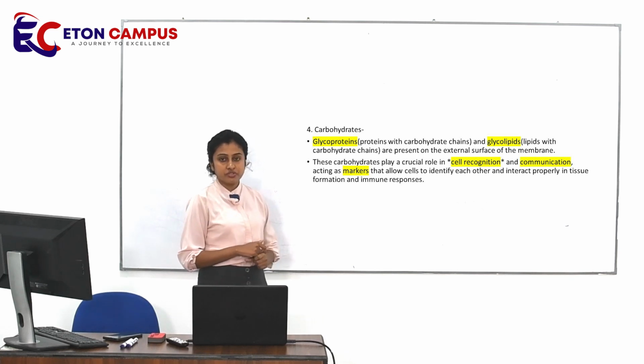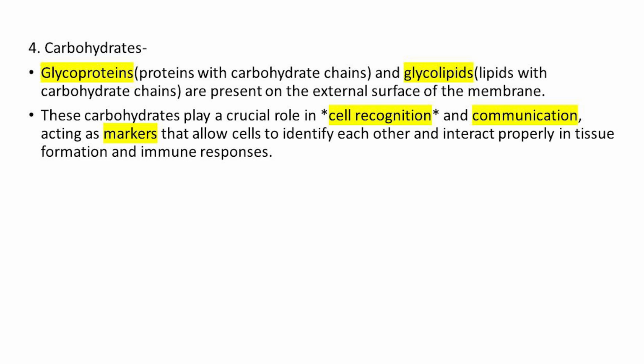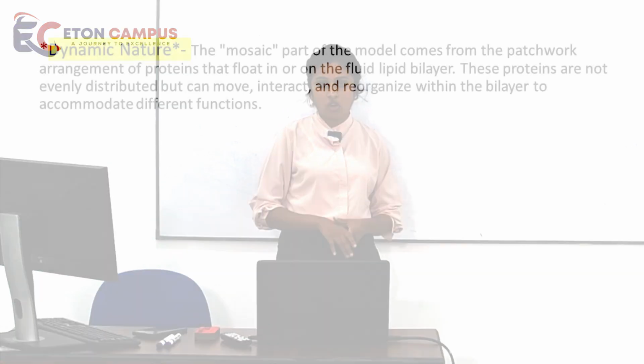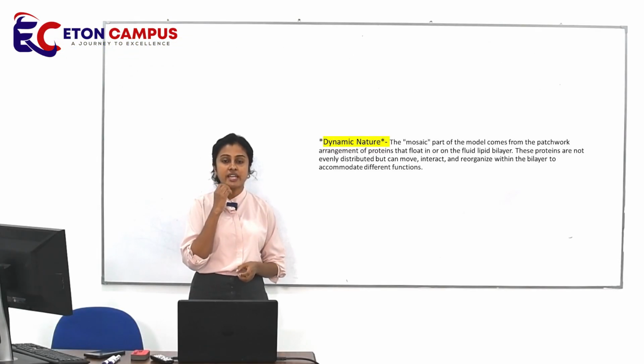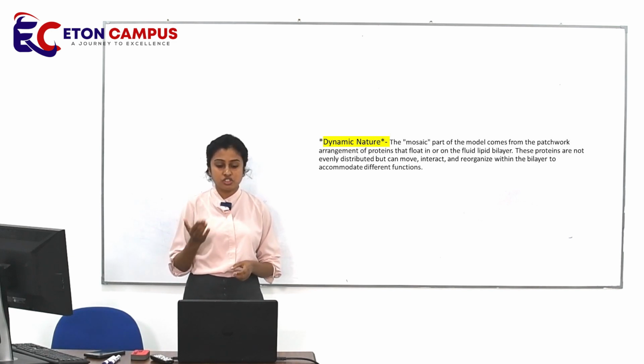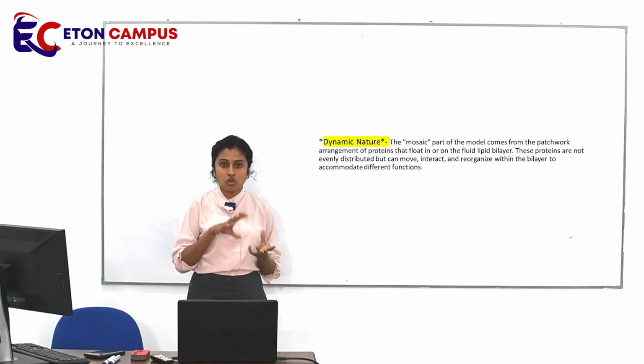Carbohydrates are of different types like glycolipids and glycoproteins. They play a crucial role in cell recognition, communication and acting as markers. And what is this dynamic nature of the cell membrane? The dynamic nature of the cell membrane means, as I told you, that the proteins are arranged like tiles in a mosaic, and also it gives fluidity to the cell membrane. So that is why the cell membrane is said to have a dynamic nature.